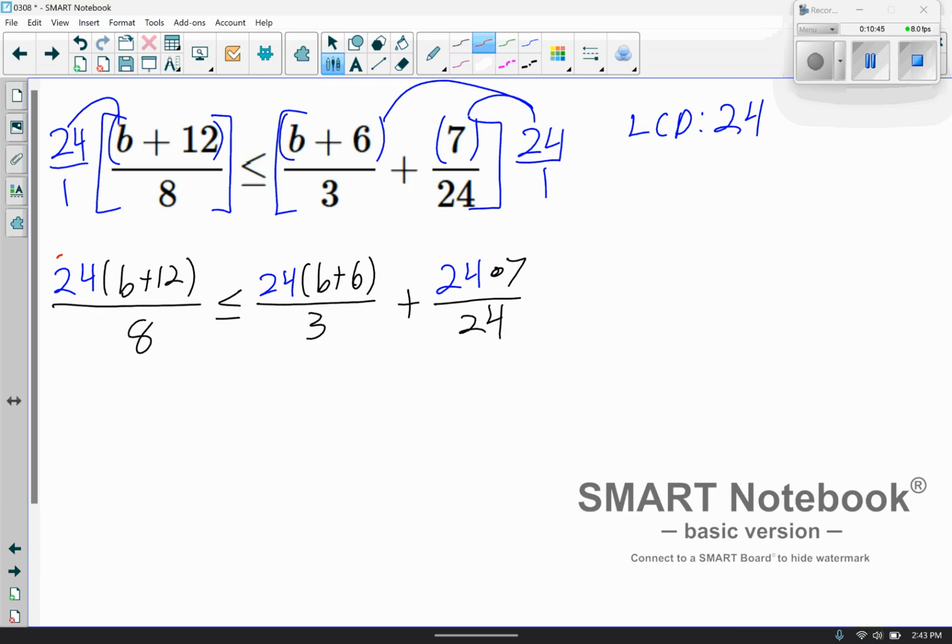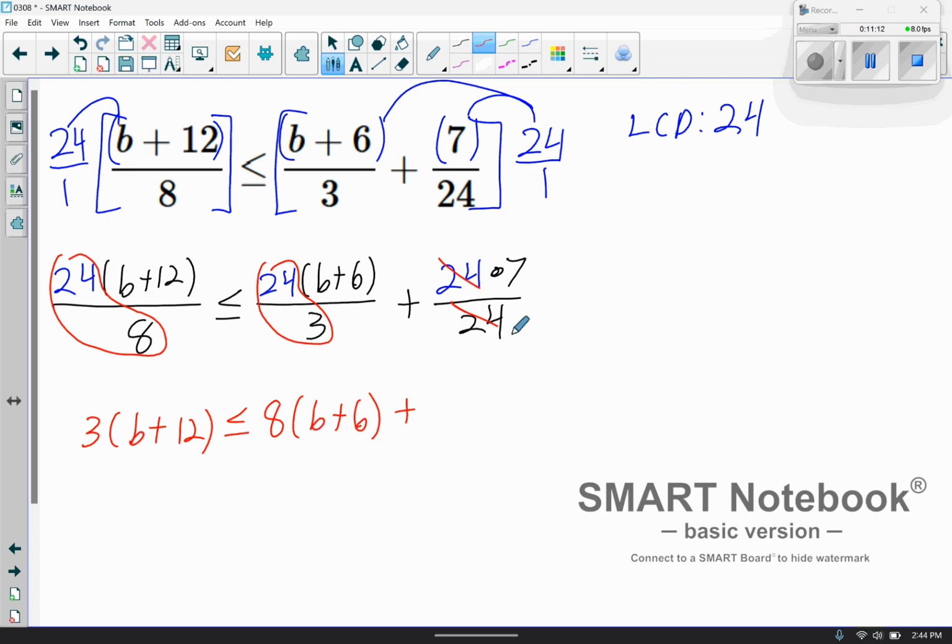So looking at the first one, 24 divided by 8 is going to give us a 3. So we're going to have 3 times b plus 12. We will have to distribute in a moment. And then less than or equal to 24 divided by 3, in this case an 8, and then times b plus 6. And then plus, the 24s cancel out to where I'm just left with that 7 right there.